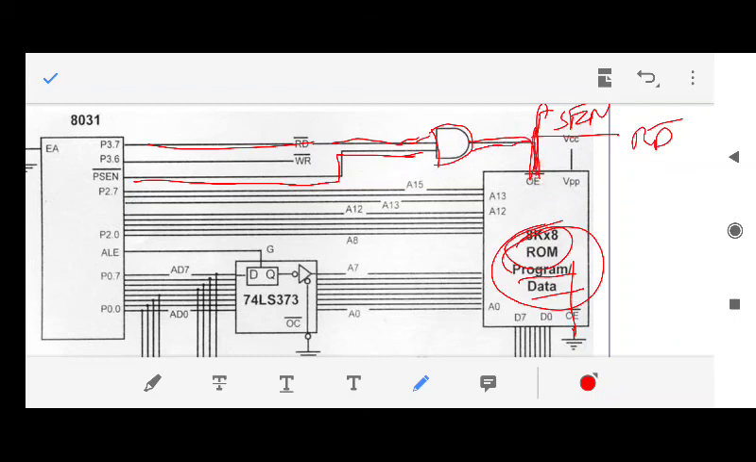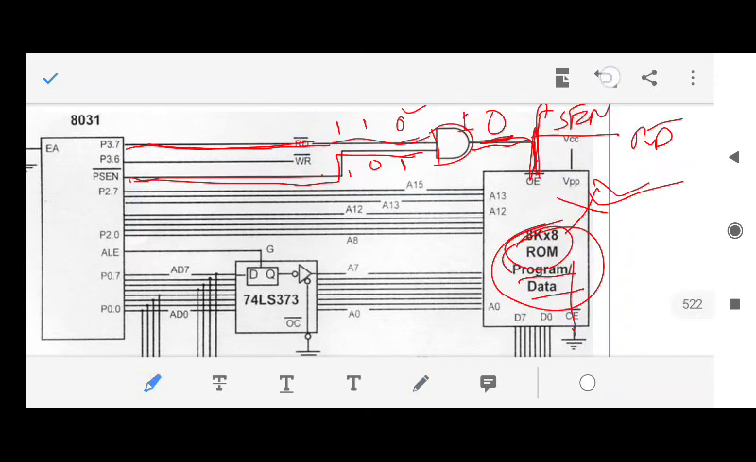Why have you done so? Because the output of the AND gate will be 0 only when any one of the inputs is 0, either if this is 0 or this is 0. When both are 1, the output will remain 1, and that will not work. Fine. So that means if you are using it for program, then this chip is enabled, and if you are using it for data, then also this chip is selected, enabled. Fine. I think this is clear to you. It's very easy.